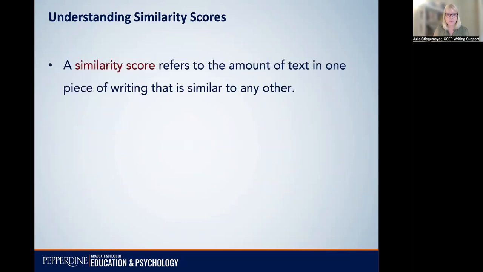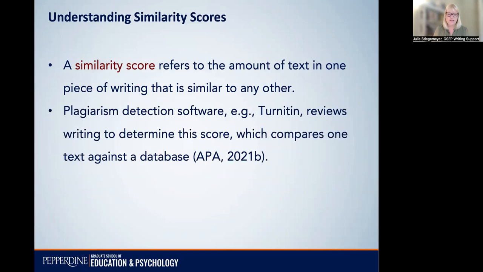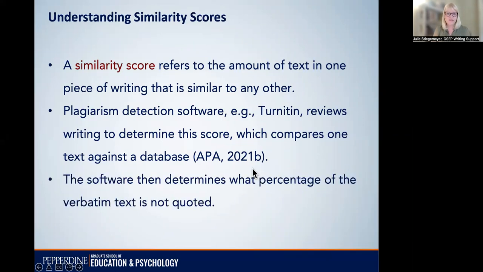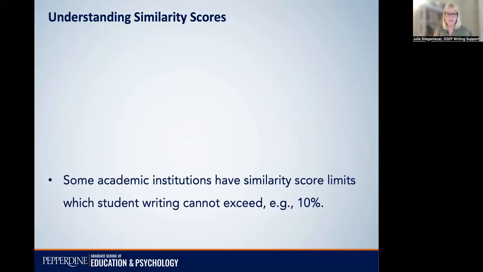Another concept that's important to understand is a similarity score. This refers to the amount of text in one piece of writing that is similar to another. Plagiarism detection software like Turnitin reviews writing to determine this score, which compares one text against a database. The software then determines what percentage of the verbatim text is not quoted.